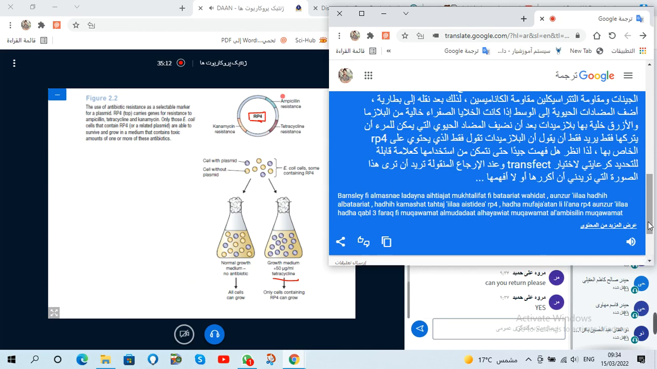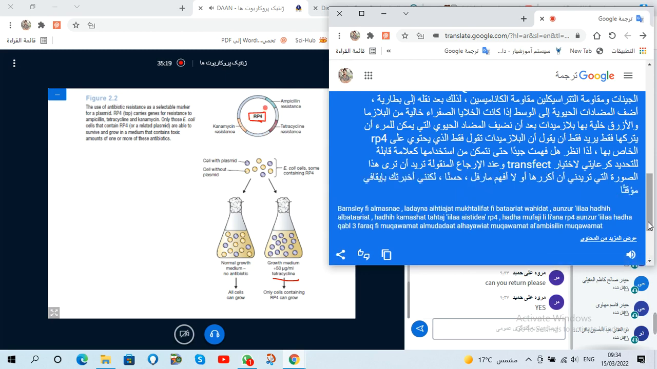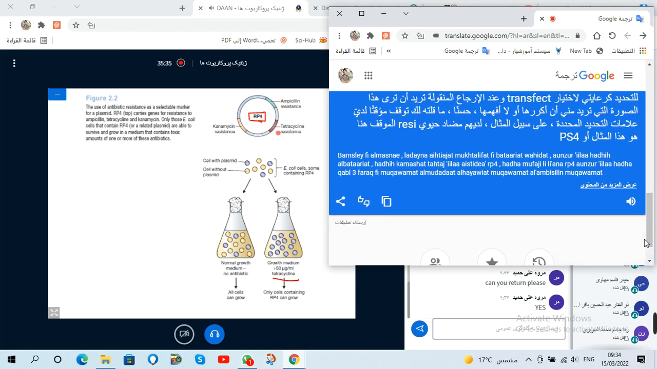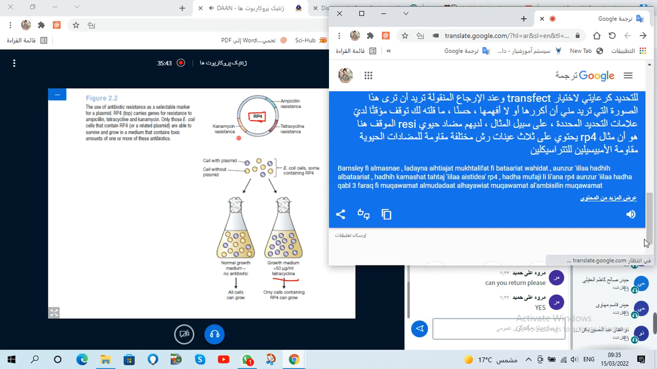Okay, look at here. I told you plasmids have specific selection markers. For example, they have antibiotic resistance. So here is the example. RP4 has 3 different antibiotic resistances: ampicillin resistance, tetracycline resistance, kanamycin resistance. So it has resistance to 3 different antibiotics.